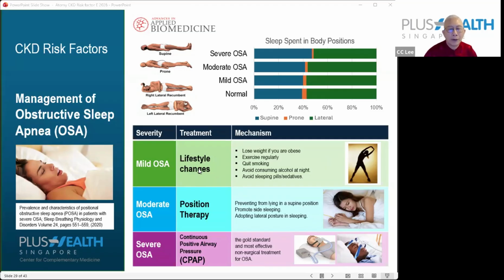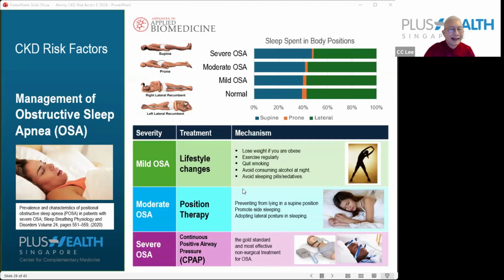But if you're suffering from moderate OSA, one approach is position therapy, which means preventing yourself from lying in a supine position, which is the face-up position. You want to promote side sleeping. Sleeping on the side, a lateral posture, is one way to overcome moderate OSA. Of course, if you're suffering from severe OSA, you really need to seek therapy. One of the gold standards for treatment is CPAP, which is a continuous positive airway pressure technique. You can see from this picture.